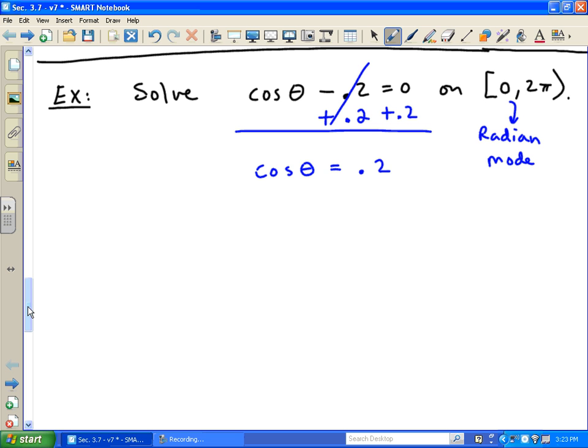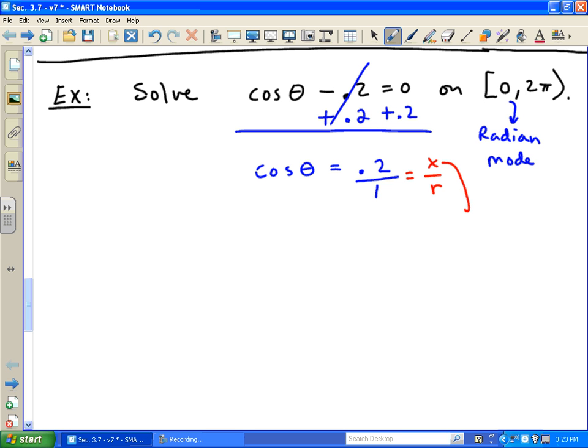Now, from here, this is what I want you to do. That particular value, if you'd like to, you could put it over 1 to make things a little bit easier. Cosine, we know, is defined as x over r. And then here is what you must do before you go to your calculator. Just like before, we know that r is always positive.